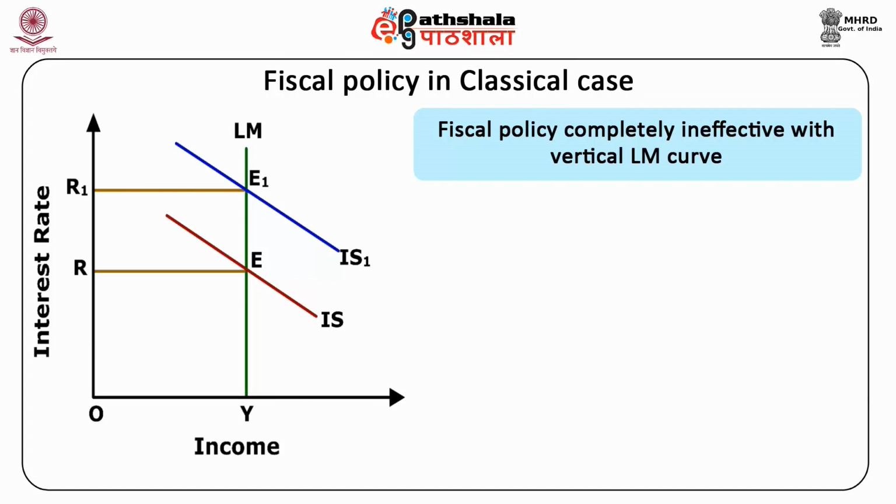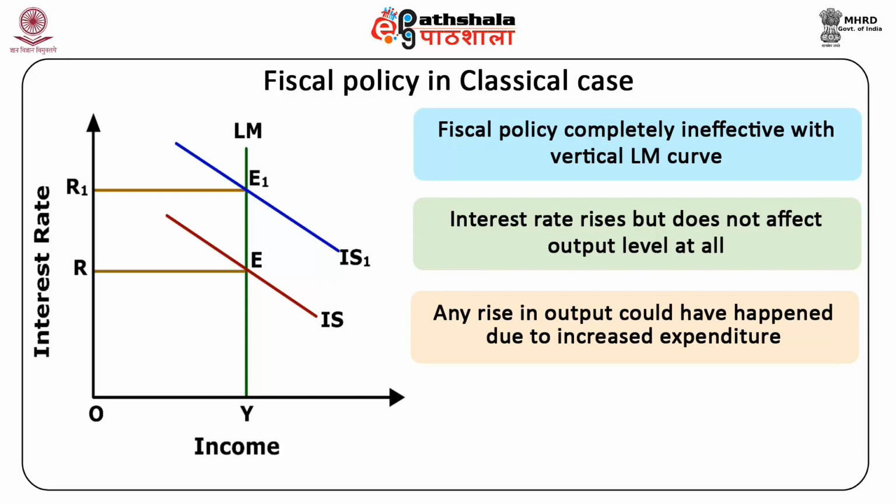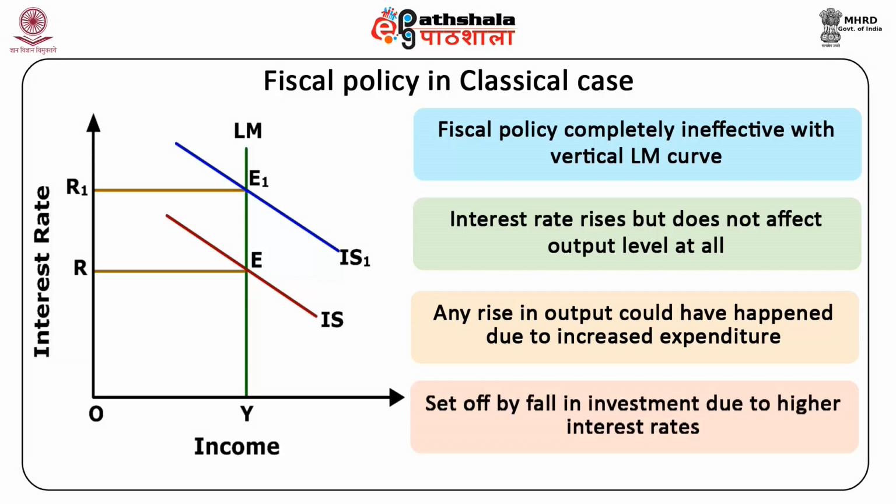This can be seen in the diagram of an expansionary fiscal policy which shifts the IS curve. The interest rate rises, but it does not affect output level at all. Any rise in output which could have happened due to increased expenditure is set off by fall in investment due to higher interest rates.